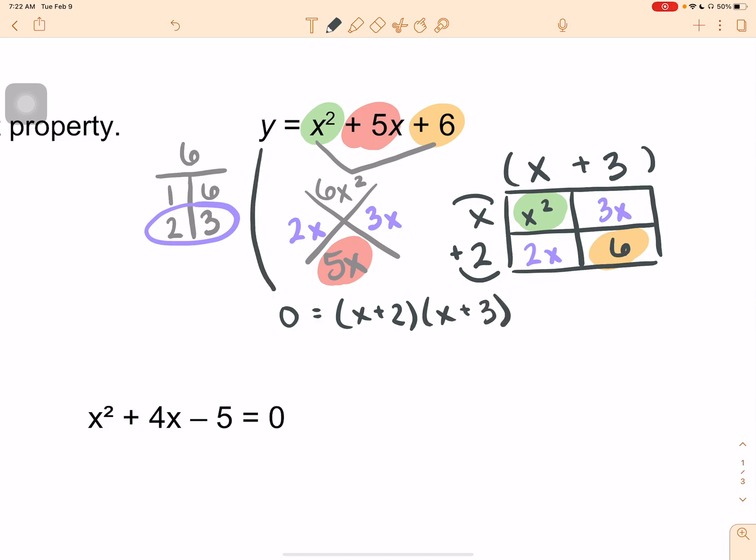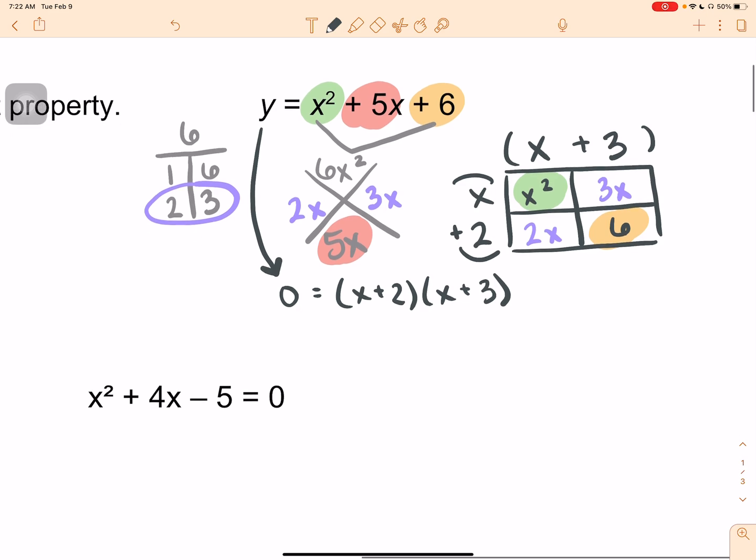See there, I changed the y to a 0 so we can use the zero product property. And what we're solving for are the x-intercepts, and the x-intercepts are along the x-axis. So along the x-axis, all of your y values are 0. That's why we set the y equal to 0, because we're solving for the x-intercepts.